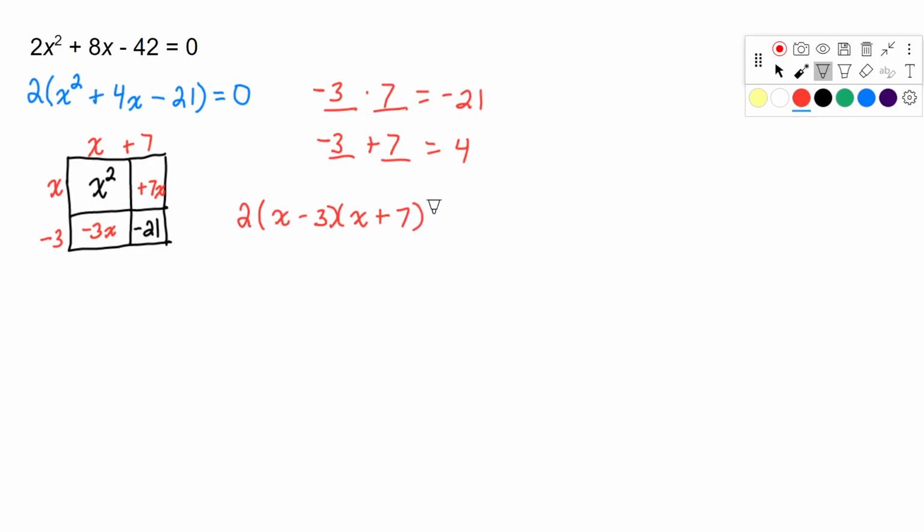Now, that 2 doesn't have a variable. Remember, if we're talking about a graph, that 2 tells me the stretch. In this case, my graph will be narrower. If I want to know my x-intercepts, I just need to look at my factors. One of them is going to be a positive 3, and the other is going to be negative 7. So we have x equals 3 or negative 7 as our solution to this problem.